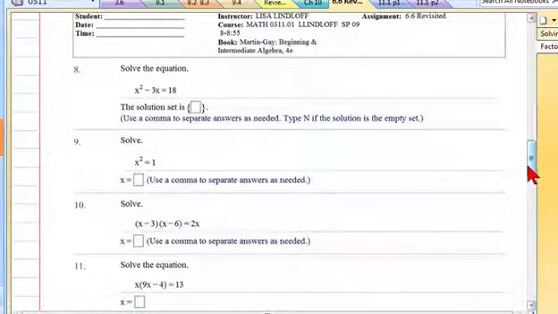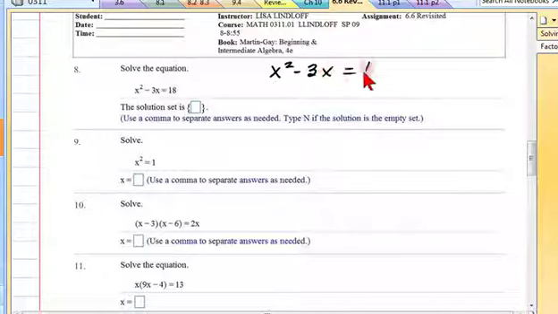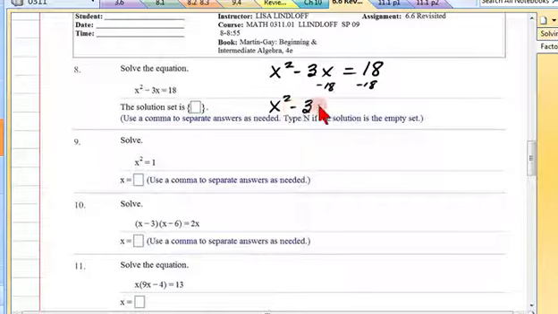All right, problem number 8. It says solve the quadratic, and let's see how much room I have. I have x squared minus 3x equals 18. It is quadratic, but it's not equal to 0. So I'm not ready to do the factoring. I will first subtract 18 from both sides and get x squared minus 3x minus 18 equals 0.